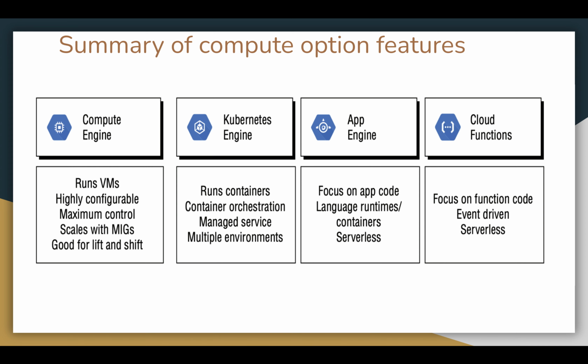Now I am going to summarize the compute options features. We have compute engine, Kubernetes engine, App Engine, and cloud functions. First, compute engine: it runs VMs, highly configurable, maximum control, scales with managed instance groups, good for lift and shift. Next one is Kubernetes engine: runs containers, container orchestration, managed service, multiple environments. App Engine focuses on app code, language runtimes, or containers, serverless. Last one, cloud functions: it focuses on function code, event driven, serverless.